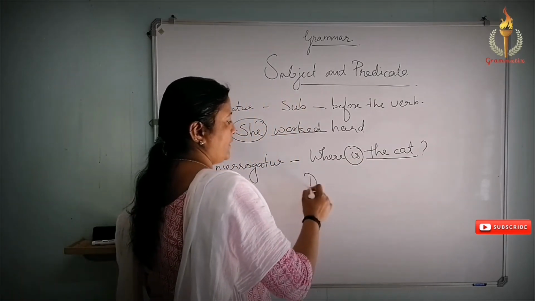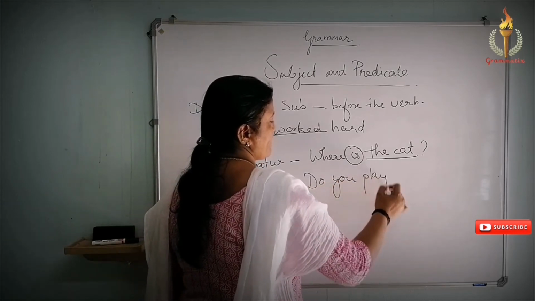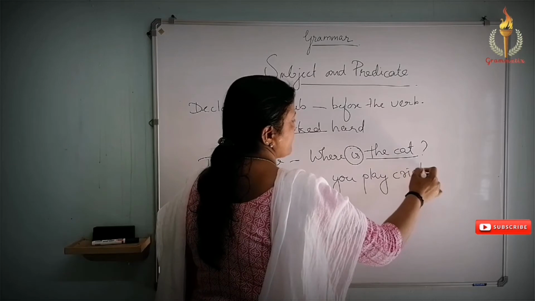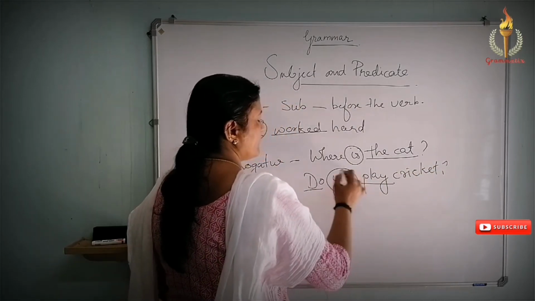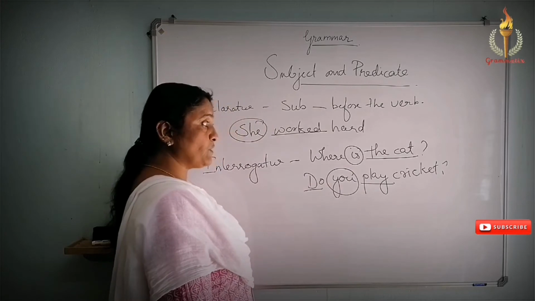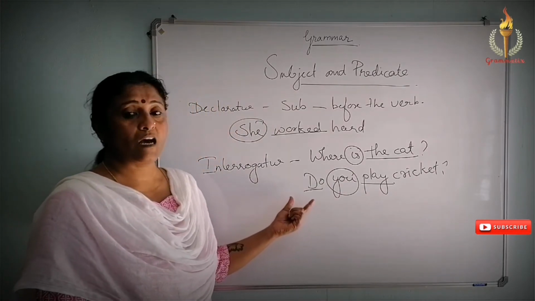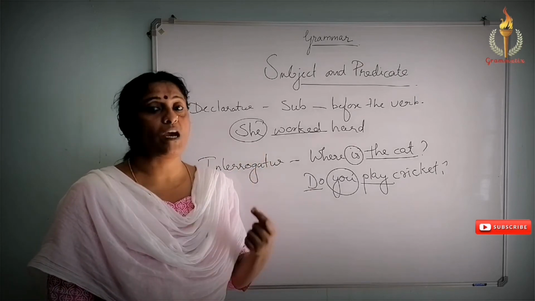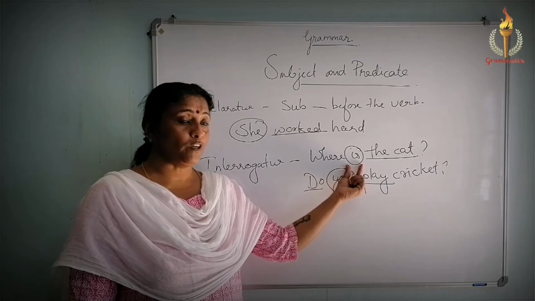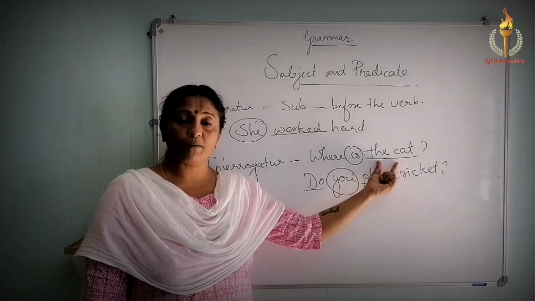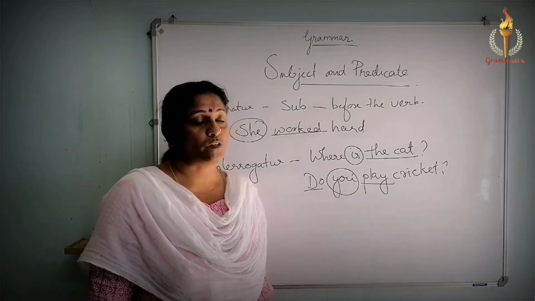And if we have two verbs, do you play cricket? We have two verbs, do and play. The subject lies in between the two verbs. So this is how you can spot a subject in an interrogative sentence. If there is one verb, the subject lies after the verb. If there are two verbs, the subject lies in between the verbs.